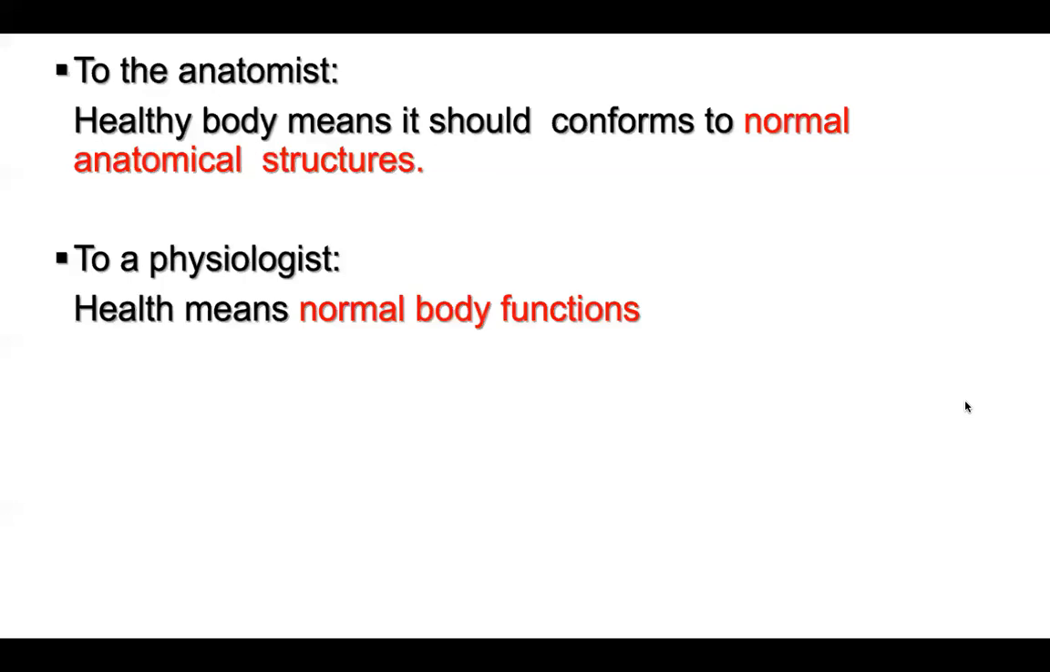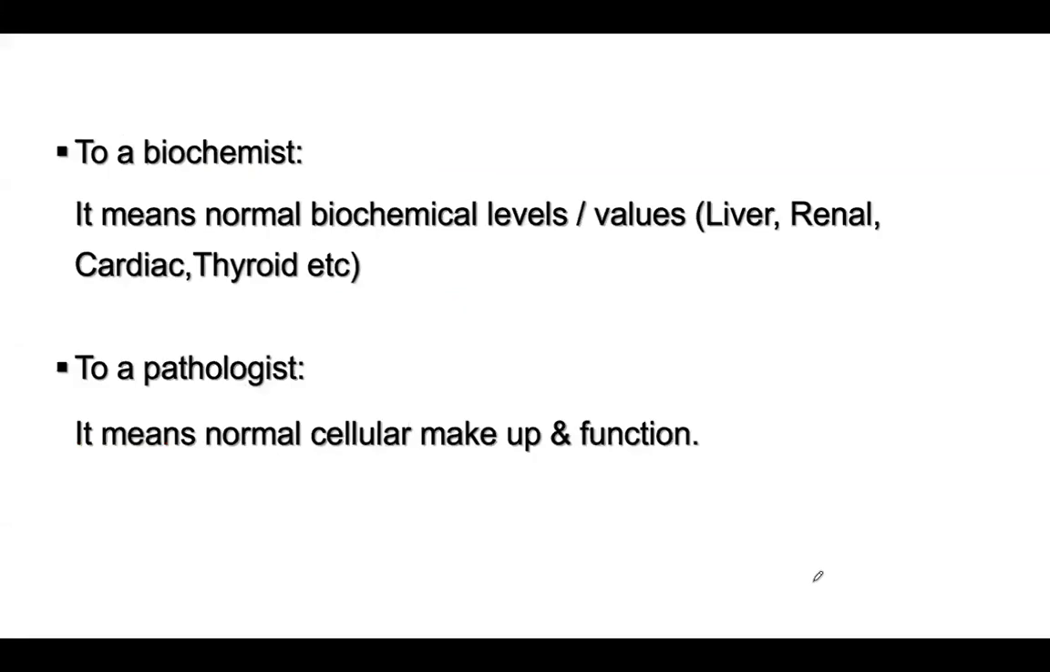But then to a physiologist, it's not enough to have normal anatomy, but how's the function? Is it normal bodily function as well? If you look from the biochemistry perspective, you could have the functions, but your liver might be functioning normally, but if you drink too much alcohol or you have renal impairment, it might look normal, but the biochemical levels are slightly higher or lower than what you should be having. So from the biochemical perspective, that becomes another concern of whether it's healthy or not.